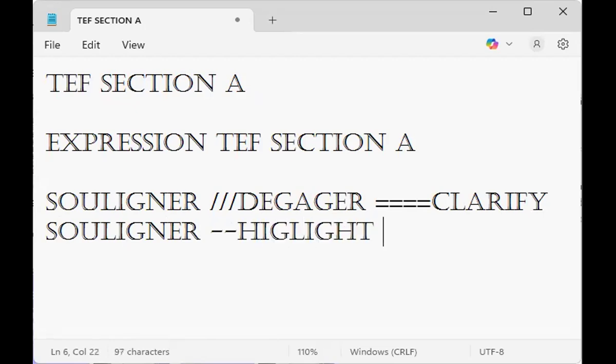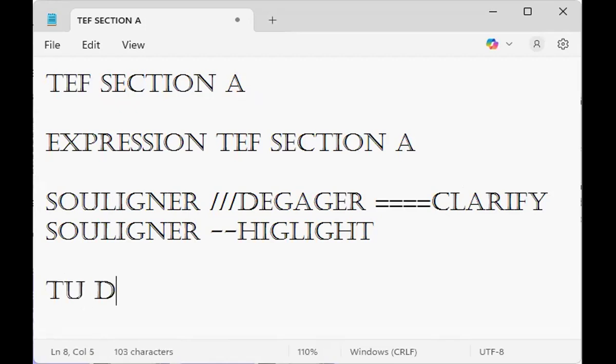C'est clair. What is souligner? Souligner is to highlight and dégager is to, we say, clarify. One should be clarified with the content. Répétez après moi. Tu dois dégager. Tu dois dégager. Souligner is to highlight. Dégager is to clarify.